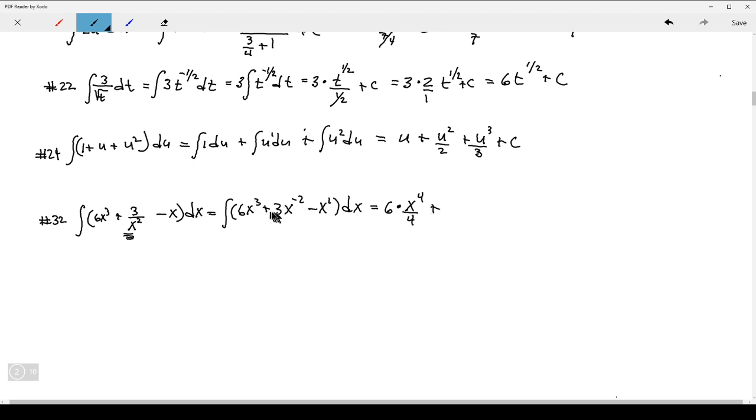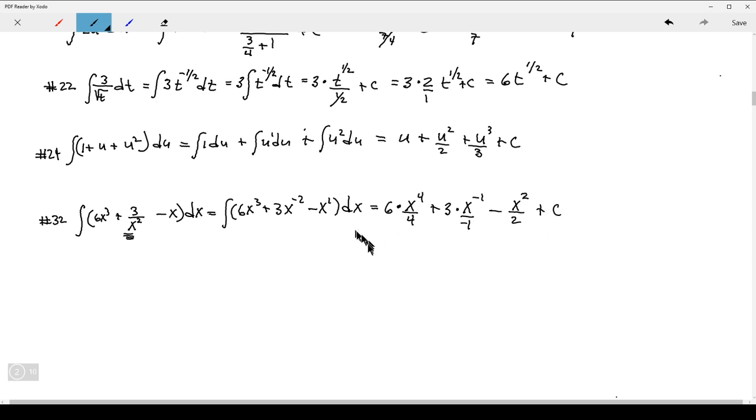Plus the antiderivative of 3x to the negative 2. So I'm going to get 3 times the antiderivative of x to the negative 2, which is going to be x. I add 1 to negative 2 and get negative 1, and I divide. All right, minus the antiderivative of x to the 1. So I get x, I add 1 to the exponent and get 2, and I divide, plus c.